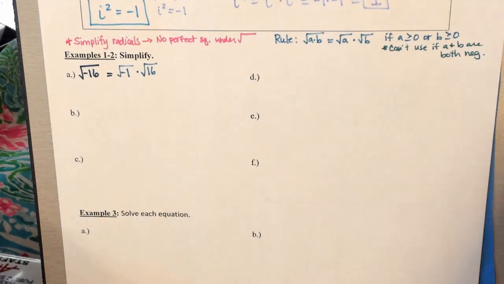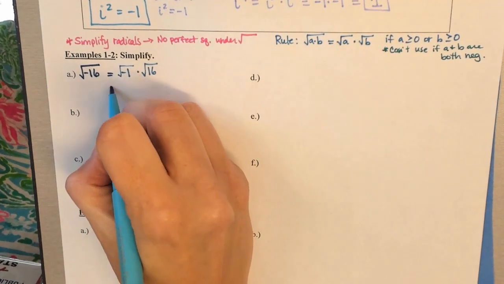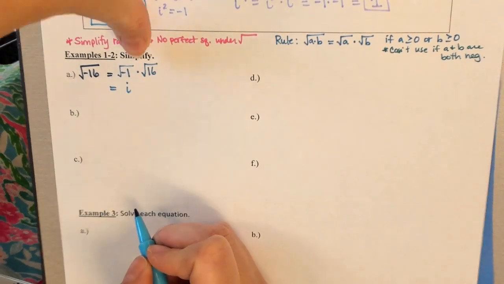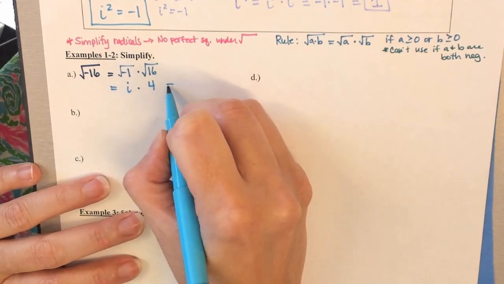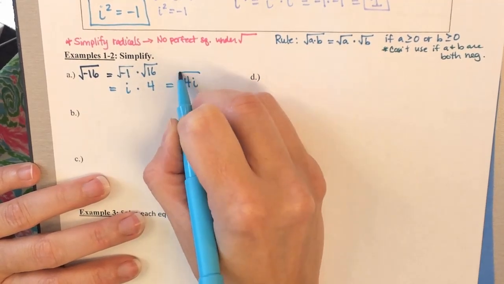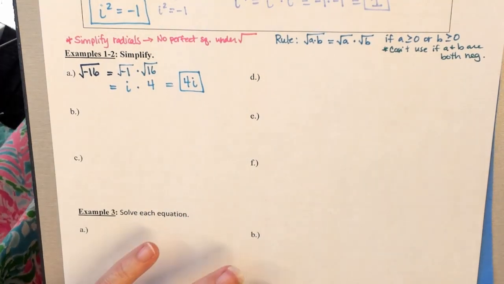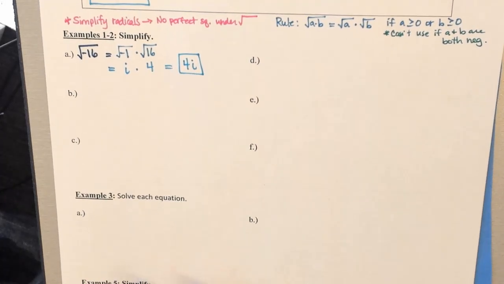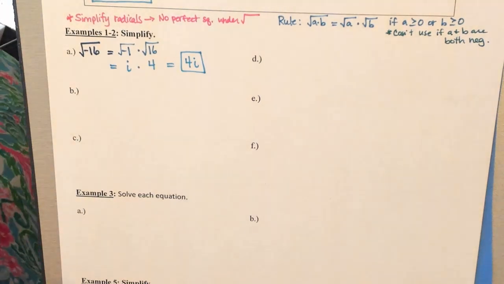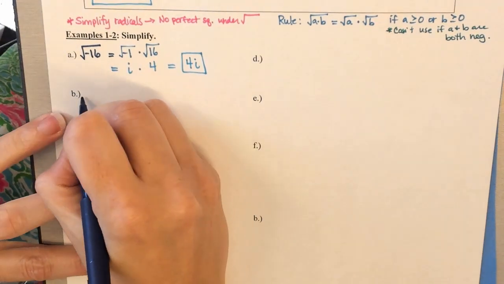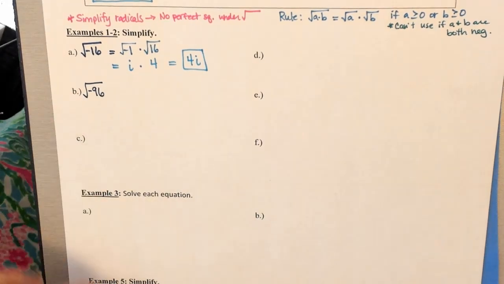Okay, we know that according to our definition, the square root of negative 1 is i, and we know that the square root of 16 is what? 4. So if it's i times 4, we write it as 4i. Okay, so anytime you have a negative underneath the radical, you're going to have an i in that. Okay, now 16 was a perfect square. We're going to do one that is not a perfect square.